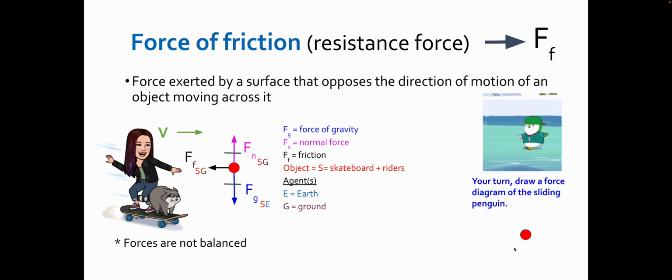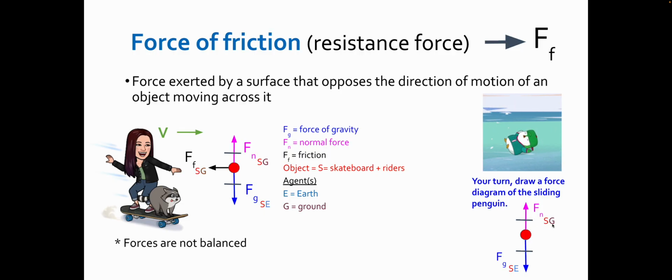All right, how'd you do? So I'm going to draw this red dot to represent the penguin. Then there's a force of gravity on the system by the earth, a normal force on the system by the ground or the ice, and there's a force of friction on the system by the ground or the ice. I should have called that I for ice. It looks almost the same as the last one, but notice how the penguin's moving to the left, so the force of friction that we're drawing on the penguin is to the right.